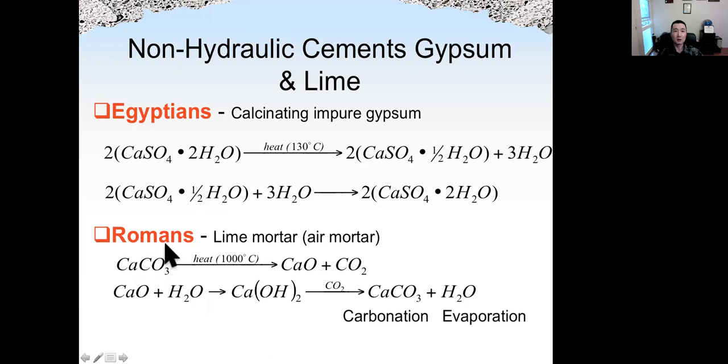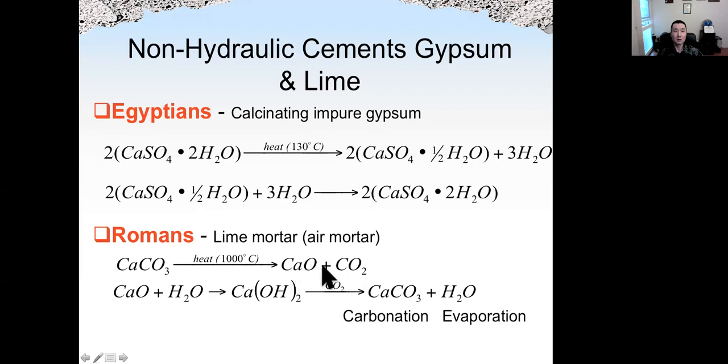For ancient Romans, they used a so-called lime mortar or air mortar. Calcium carbonate, this is limestone, is heated to 1,000 degrees Celsius. As we can see, this is a much higher temperature compared to the ancient Egyptian use. So limestone will decompose into calcium oxide, which we also call lime, plus CO2.